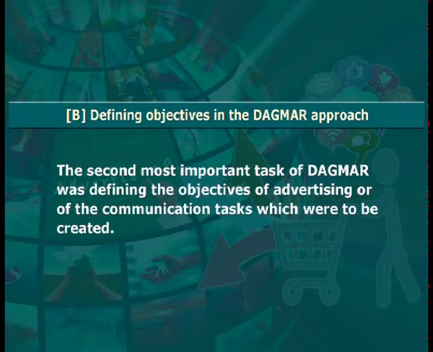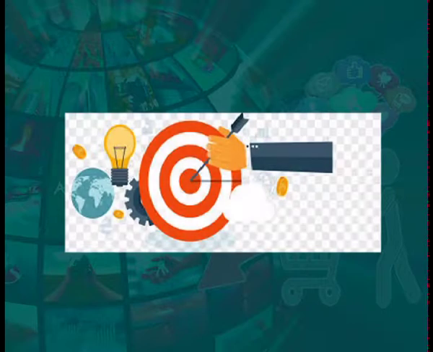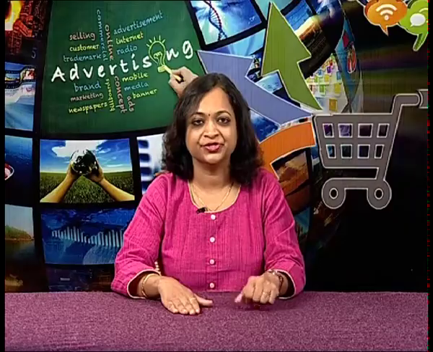That is the most important task of Dagmar, also defining the objectives of advertising or of the communication tasks which were to be created. Once you define the objectives, then measuring advertising results was also comparatively easier. With this move, Russell Colley also gave more responsibilities to the advertising department. Not only were they responsible for the ads made, they were also responsible for how well they understood the objective of advertising and how they incorporated these objectives in their communication tasks.